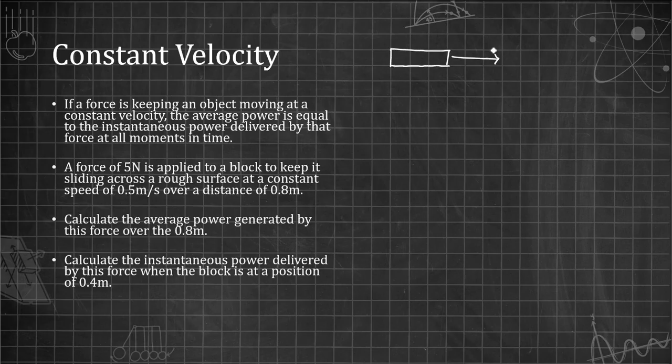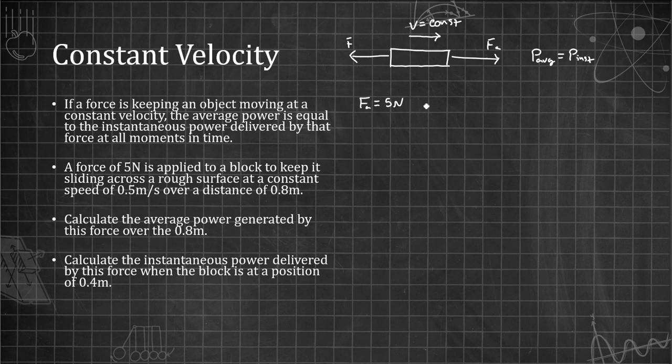So take a look at an example where an object is moving at a constant velocity due to a constant force being applied to resist or counteract a constant force of friction to maintain a constant speed of 0.5 meters per second over some distance.